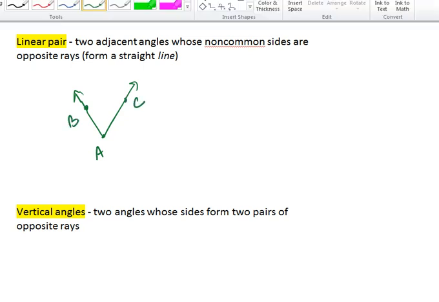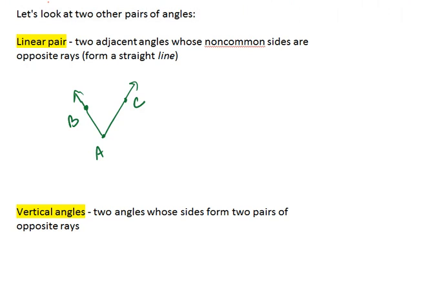We will draw an adjacent angle. We'll make this angle share side AC. Then the other side needs to be an opposite ray to side AB, such that we get a straight line, 180 degrees.